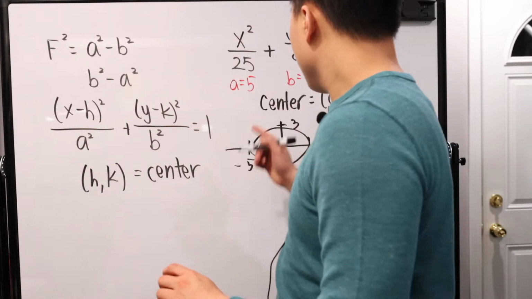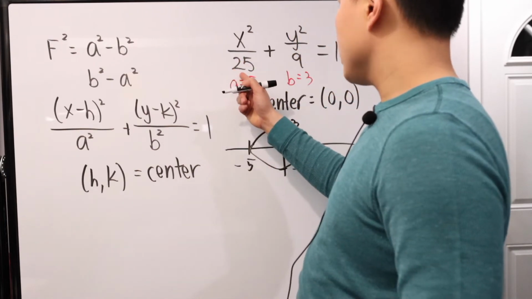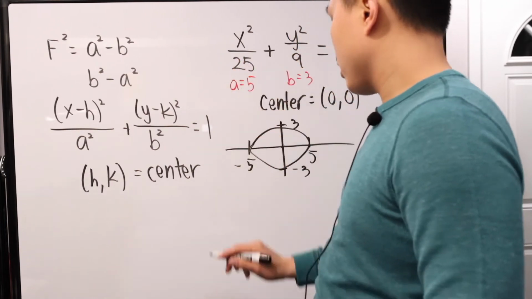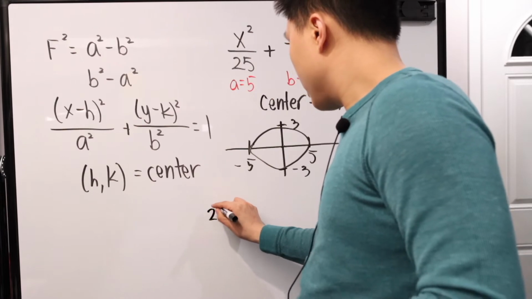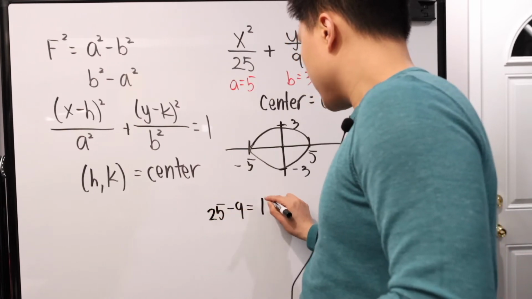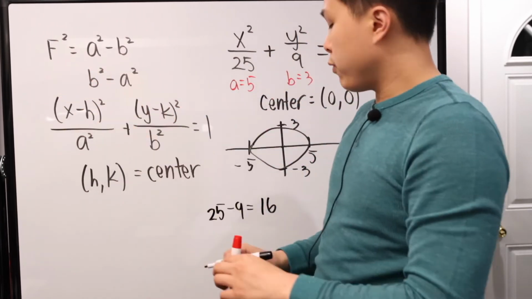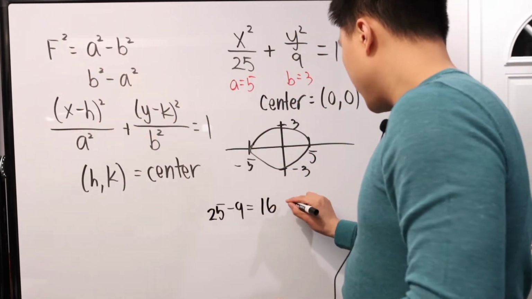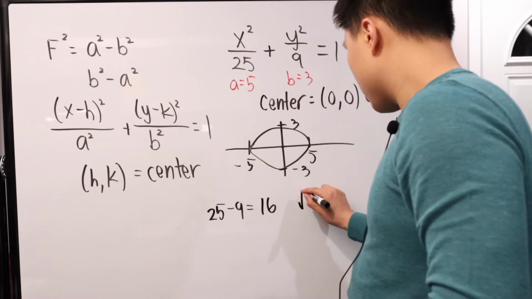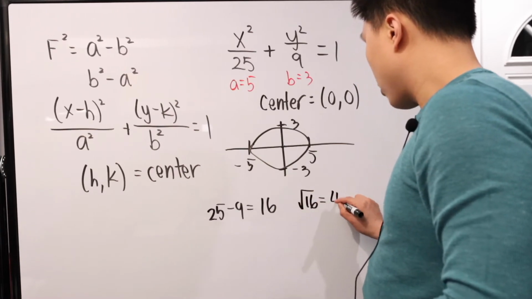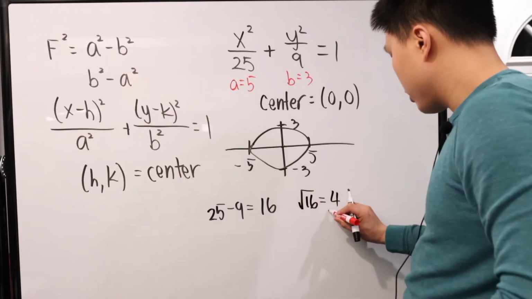So for example, let's just say this right here is a squared, this is b squared. This is clearly the bigger number, so I'm going to do 25 minus 9, which gives me 16. 16 itself is f squared, which is our focus distance. In this case, if you take the square root of 16, that's going to be 4. And I'm going to show you what to do with this number exactly.